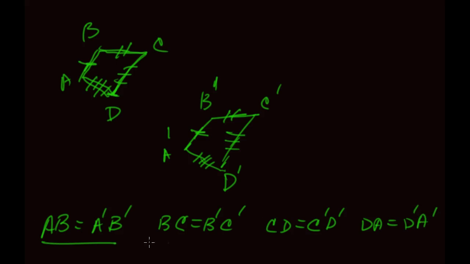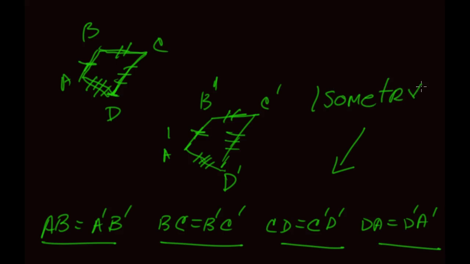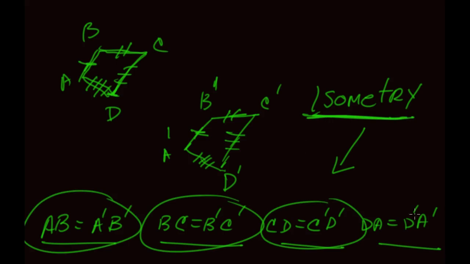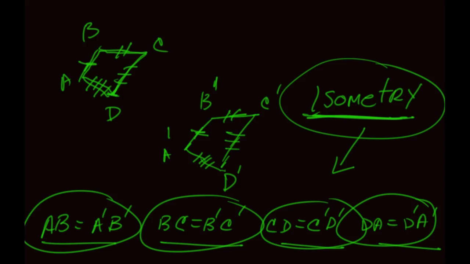Since all the segments are maintaining their length, this means that a translation is an isometry, right? Because an isometry is a transformation that preserves segment lengths. And since we have that, all translations are isometries.